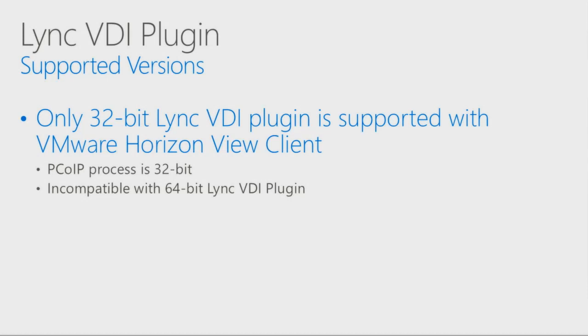So the Lync VDI plugin. On your local client device, the only version that's supported is the 32-bit version of the Lync VDI plugin. This is contrary to what is supported when using RDP. The reason for that is the PCoIP process is only 32-bit. So if you're trying to use the 64-bit version of the Lync VDI plugin, it's not going to be able to communicate over PCoIP, so it's just going to fail.